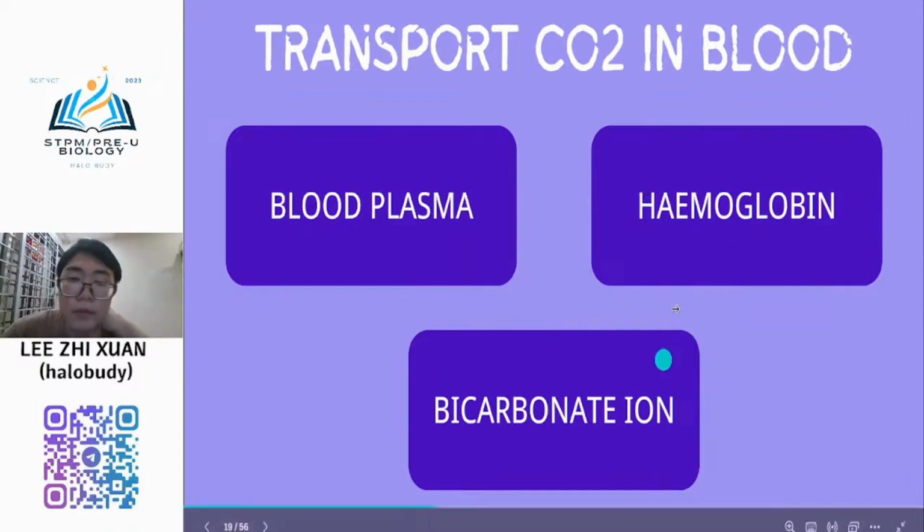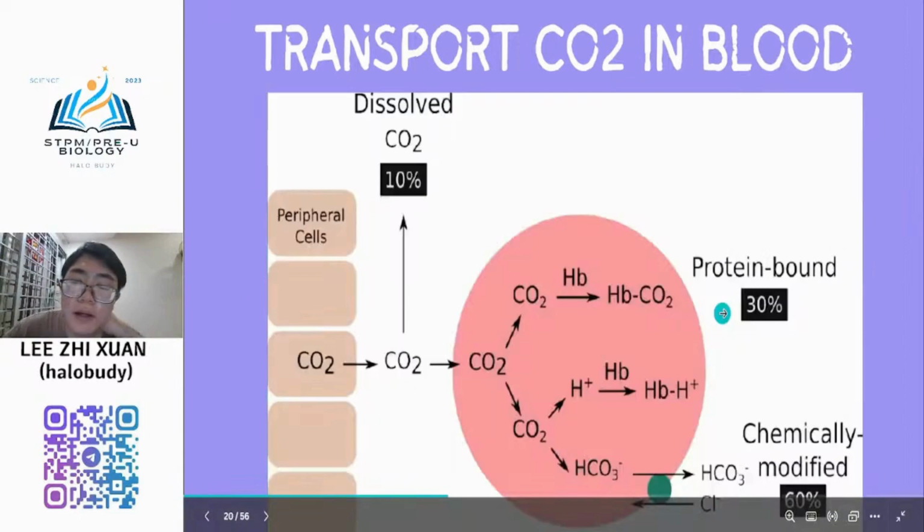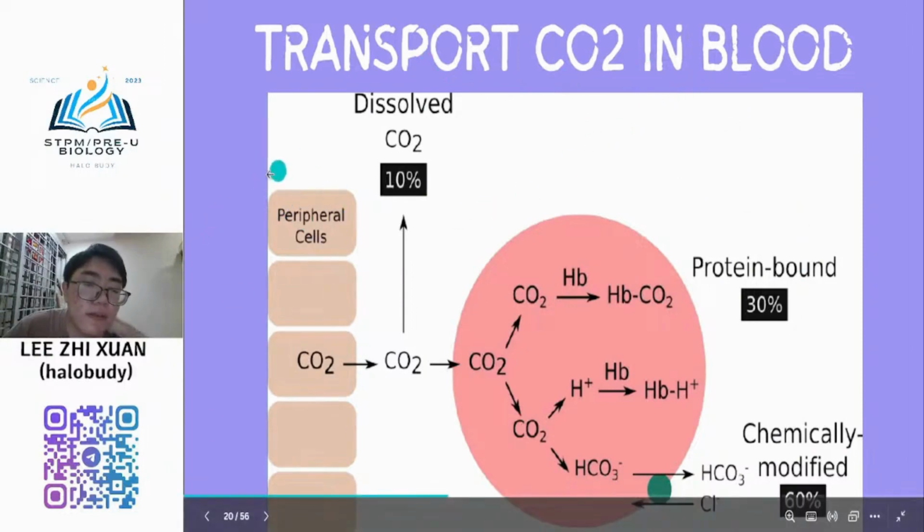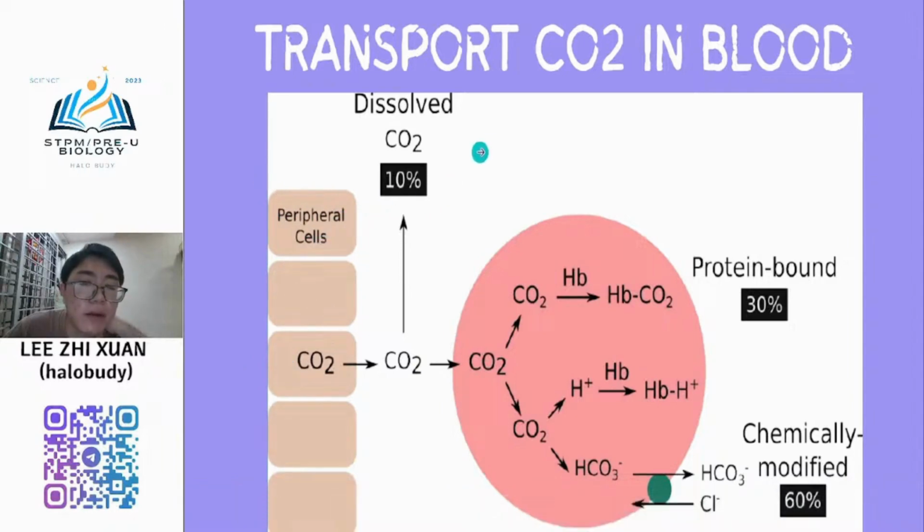Okay, so this is the overall process of the transport of carbon dioxide in blood. Normally this is our cells. The transport of carbon dioxide starts from the cells, compared to oxygen, which starts from the lung, right? So this one starts from the tissue of the cells.